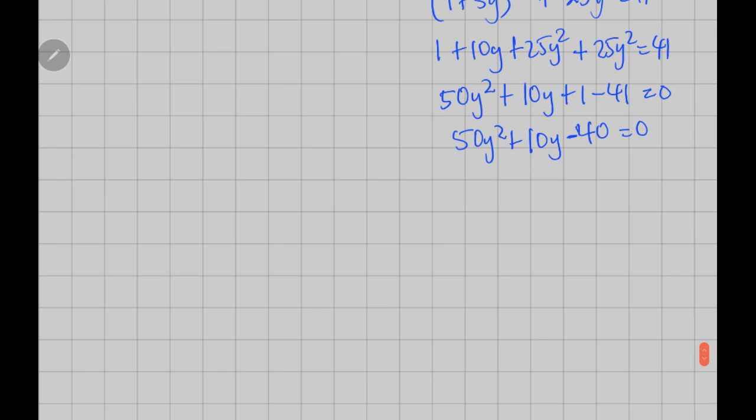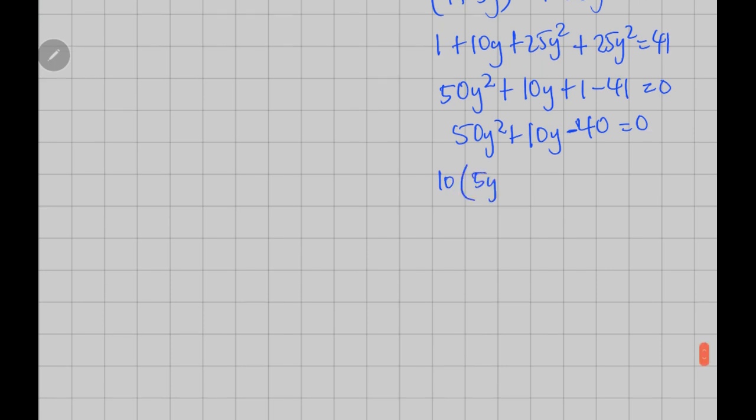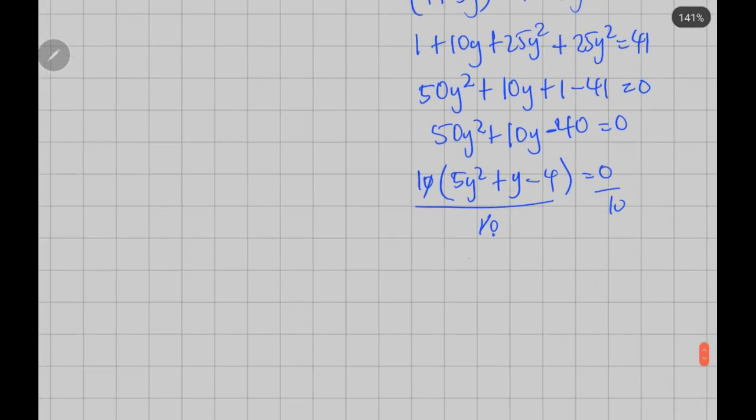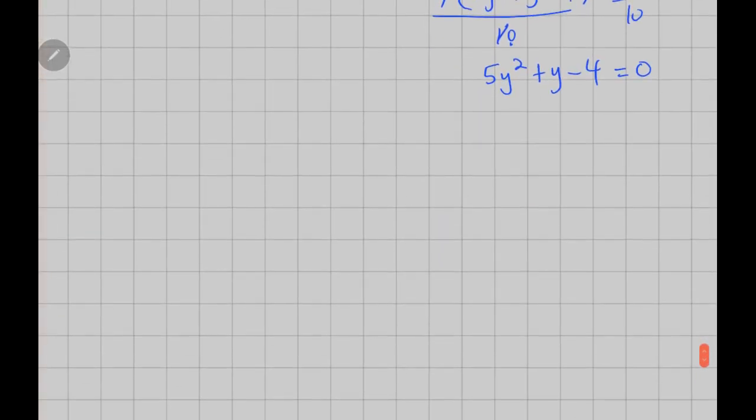And we divide both sides by 10. We factor out 10. 10 into 50y squared gets 5y squared, 10 into 10y gets y, 10 into negative 40 gets negative 4, is equal to 0. So if you divide both sides by 10, what do you get? 5y squared plus y minus 4 is equal to 0.